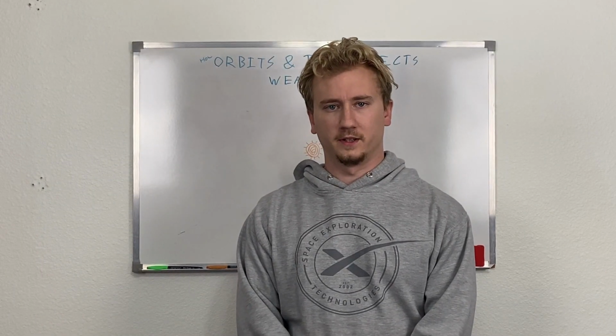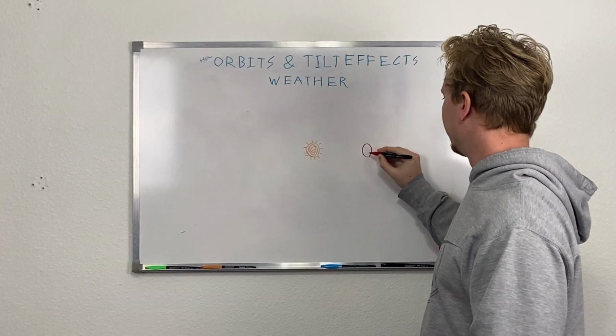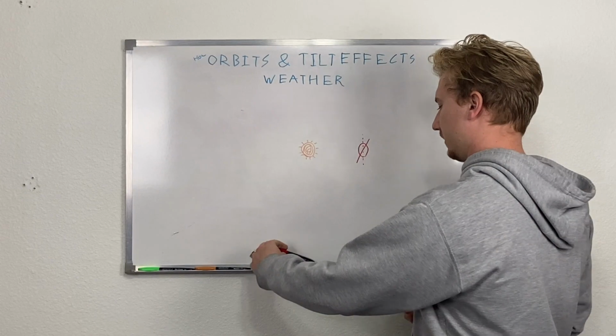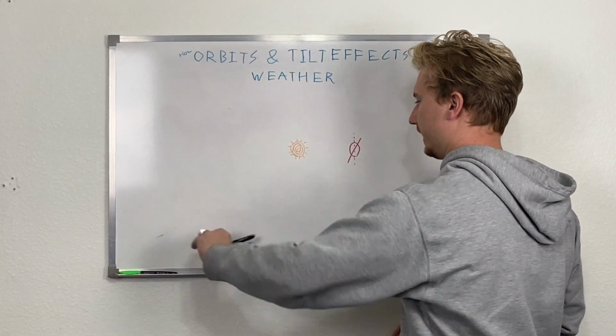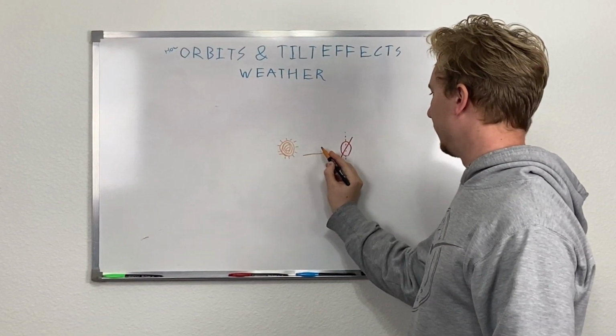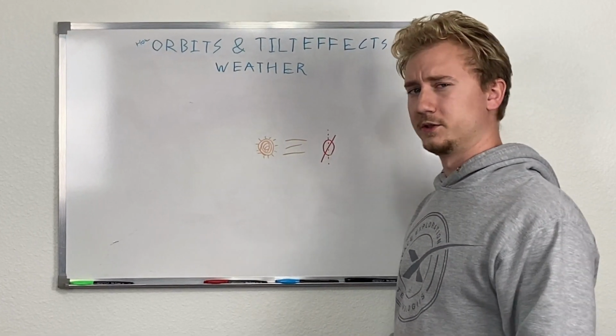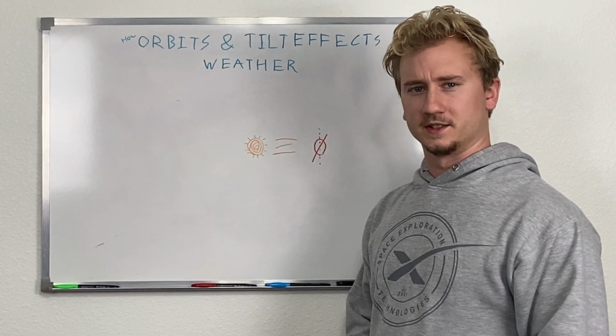How orbit and tilt affects weather. In all likelihood, your planet is far enough away from your star so that you can consider the light coming from the star to be parallel. It's not quite parallel, but it's very close to it, which means that the sun is a deadly laser.